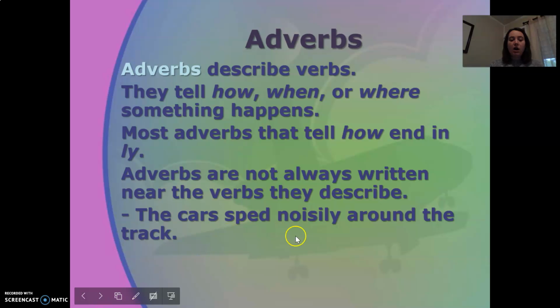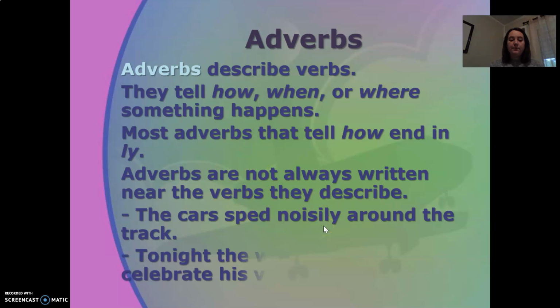So in the sentence, the car sped noisily around the track. We need to find the verb. Well, the verb is sped. Ed word, that's what the car is doing, sped. And we want to see how did the car speed? Well, noisily, telling us about the verb. Notice it ends in ly.